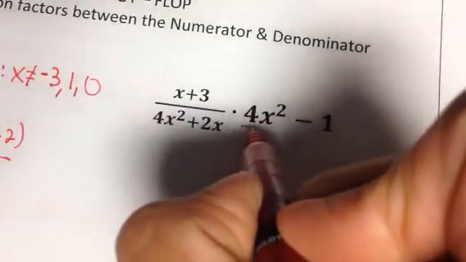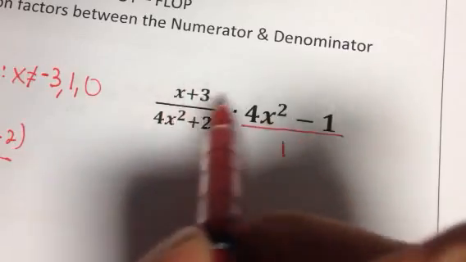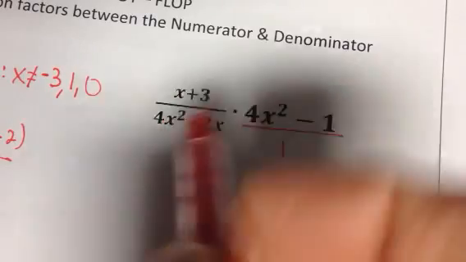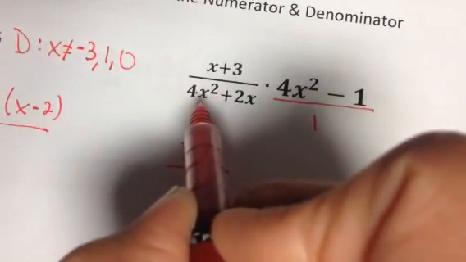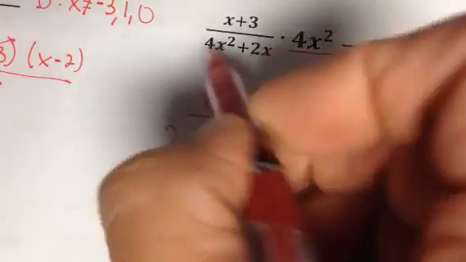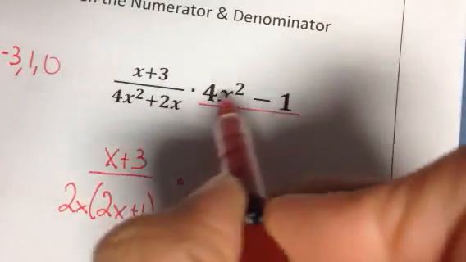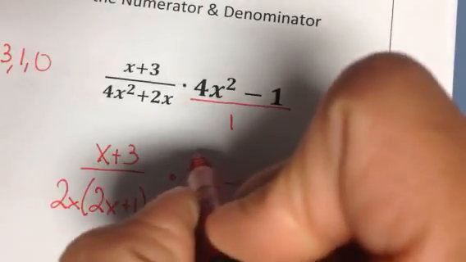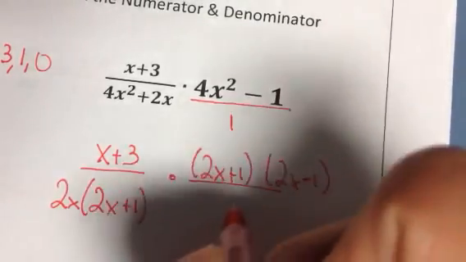So first, let's just make that into a fraction. X plus 3, that's linear. You can't factor on this one, so I'm going to leave that alone. Greatest common factor, I can take a 2 and an x out of both of them, and when I do that, I'm left with 2x plus 1. 4x squared minus 1, this is a difference of squares. It's 2x plus 1 and 2x minus 1, and then the 1.